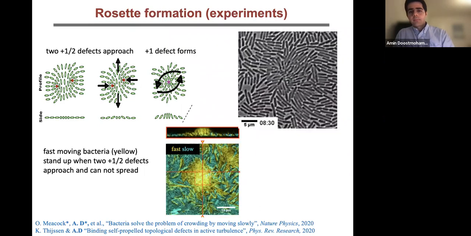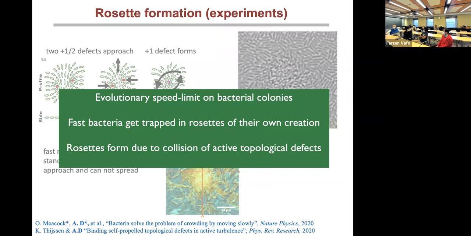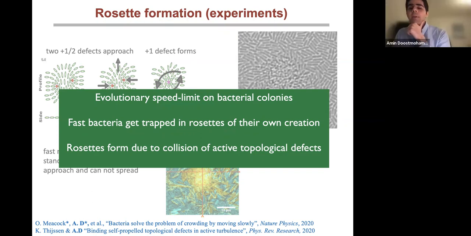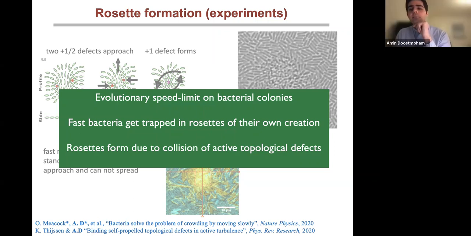Can I ask a question? Yes. Those defects that come and hit each other, it doesn't happen in active nematics, right? It does happen in this bacterial system. It also happens in the continuum active nematics if you allow the director to go to the third dimension. Okay. So in the experiment, it's possible, right? Yeah, in the experiment it's possible. In the discrete model, it's possible.